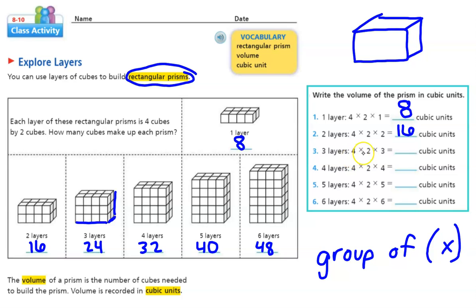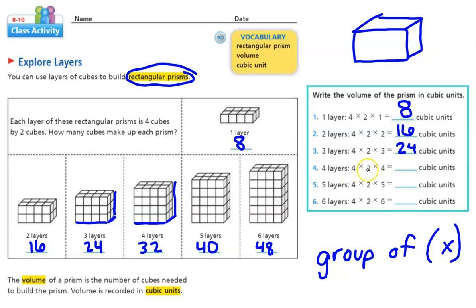Anyway, 4 times 2 times 3, well, that was this 3-layered shape, which was 24 cubic units in total. But I also want to show you how that works with multiplication. What's 4 times 2? That's 8. And what's 8 times 3? That's 24. Same answer. For this 4 layers, it was 4 cubes long, 2 cubes wide, and 4 cubes tall. So that's length times width times height. That's what we're working toward today.